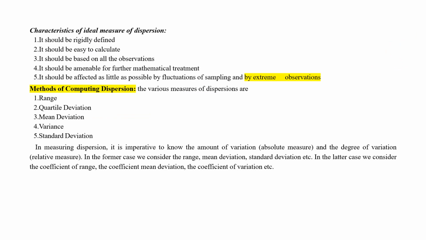So, the characteristics of an ideal measure of dispersion. It should be rigidly defined, and calculation should be easy. It should be based on all observations. It should be amenable to further mathematical treatment. It should be affected as little as possible by fluctuations in sampling and extreme observations, since otherwise there are large fluctuations in the data.